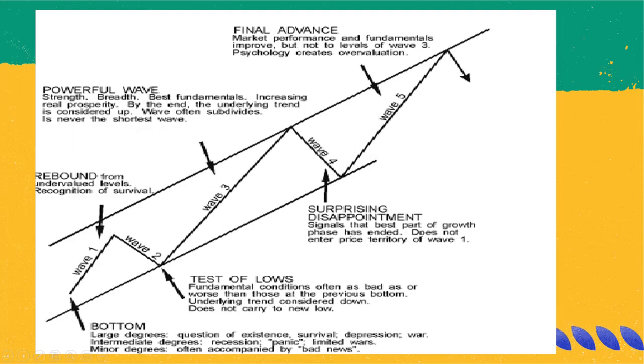Once wave 4 is formed, we can see there is a certain disappointment. The disappointment can be in the form of results, numbers, or some bad news. After this wave 4, a wave 5 is formed, and again people start to buy. But you can see the market performance and fundamentals improve, but not to the levels of wave 3. And experts think the stock is now overvalued.